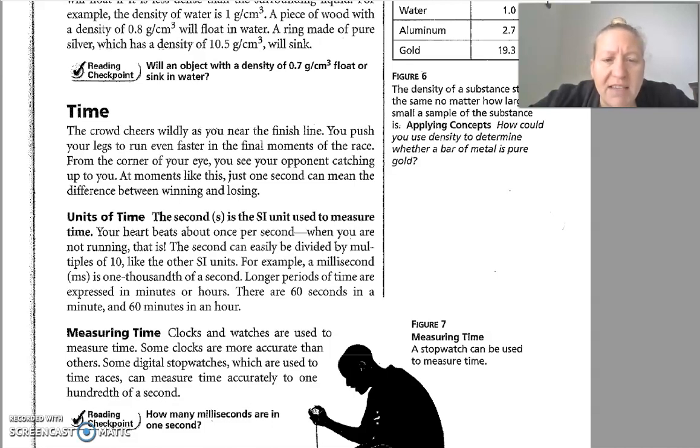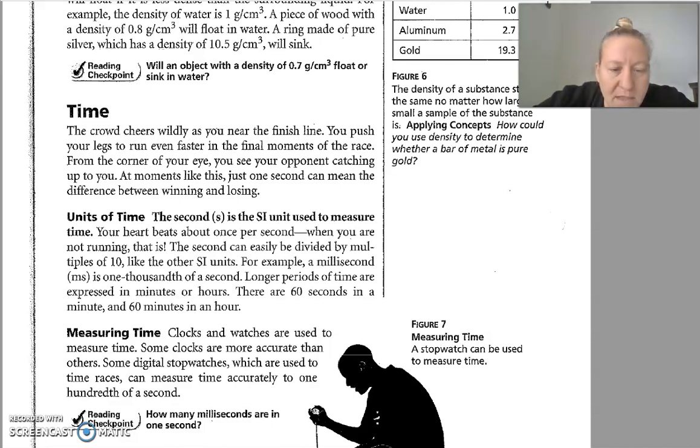Units of time. The second is the SI unit used to measure time. Your heart beats once per second, when you are not running, that is. The second can easily be divided by multiples of 10, like the other SI units. For example, a millisecond is 1/1000th of a second. Longer periods of time are expressed in minutes or hours. There are 60 seconds in a minute and 60 minutes in an hour.